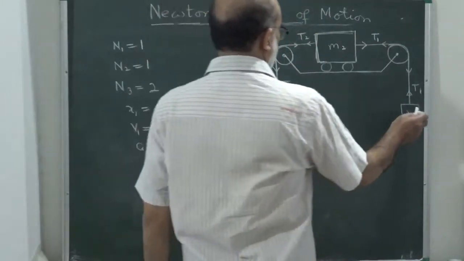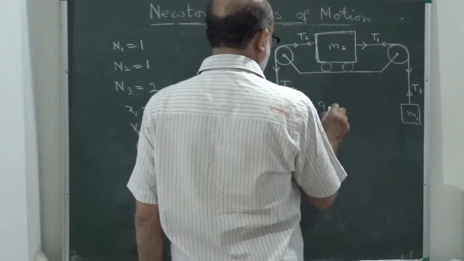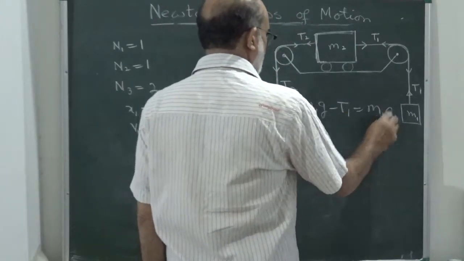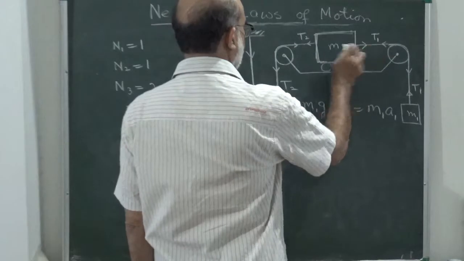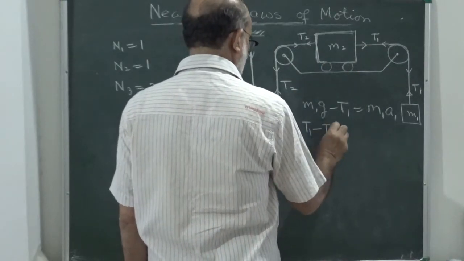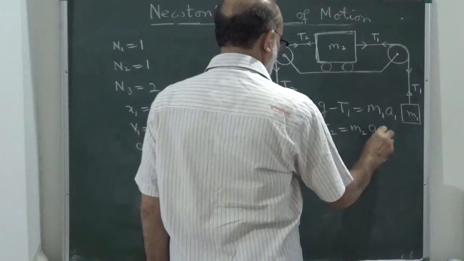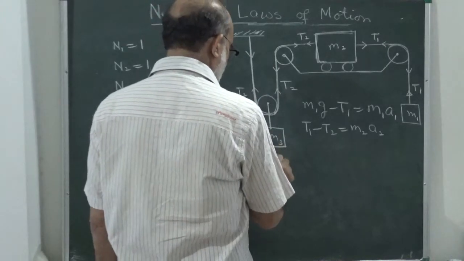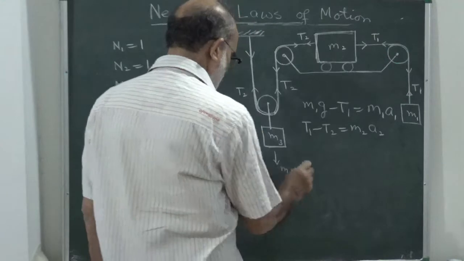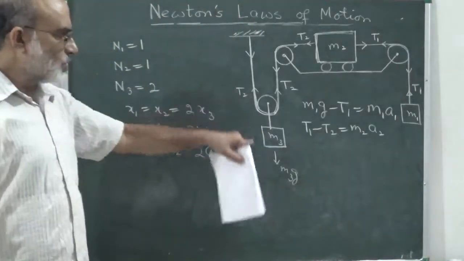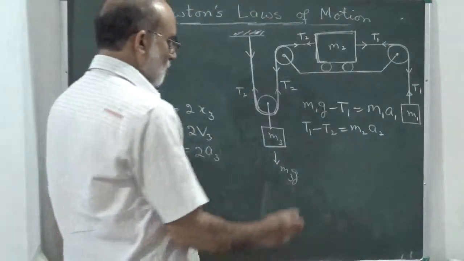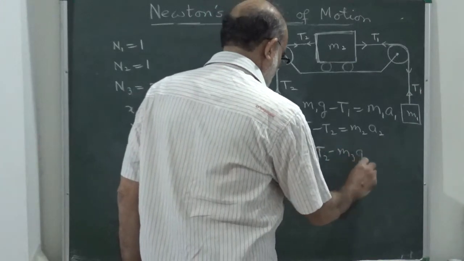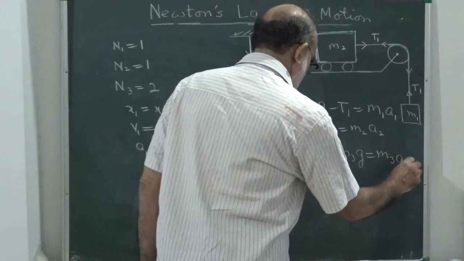So assuming that this goes down, we can write M1G minus T1 is equal to M1A1. And this part is also moving, so T1 minus T2 is equal to M2A2. And here 2T2 acts on this, gravity acts here. M3G acts downward. So 2T2 lifts M3G upward. So 2T2 minus M3G is equal to M3A3.